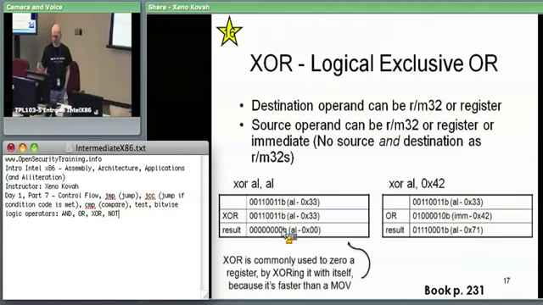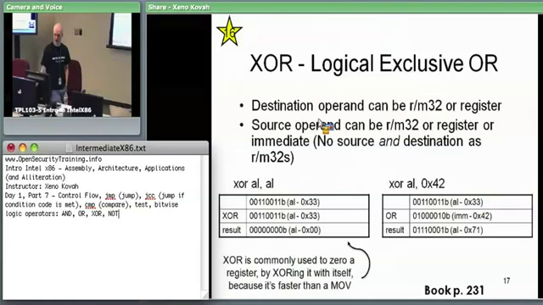On other architectures, they have hard-coded zeros. A common thing you'll see in x86 is XOR a register with itself to basically 0 out the register. Same thing, like the other instructions, you can have the destination be register or memory. Source can be register, memory, or immediate.